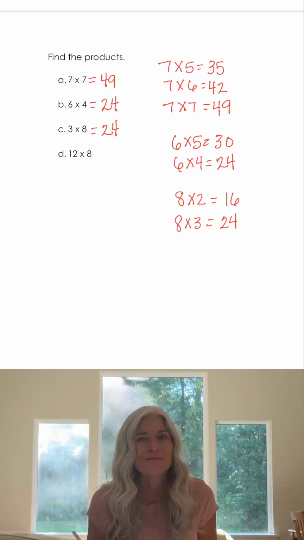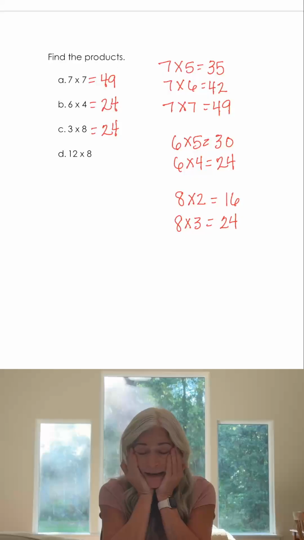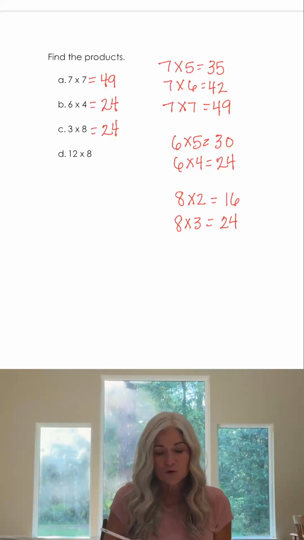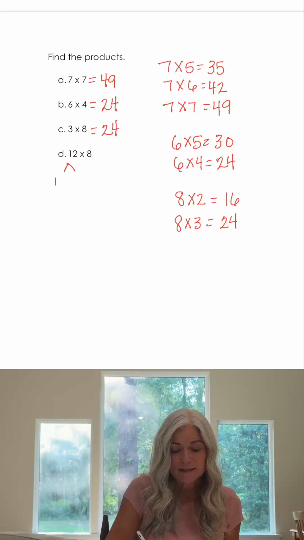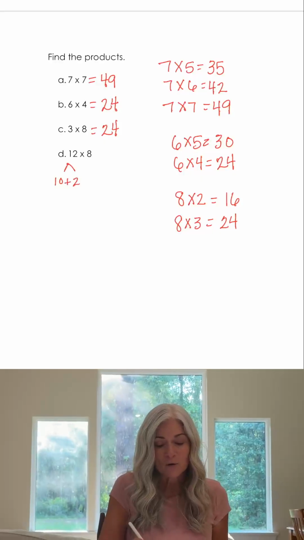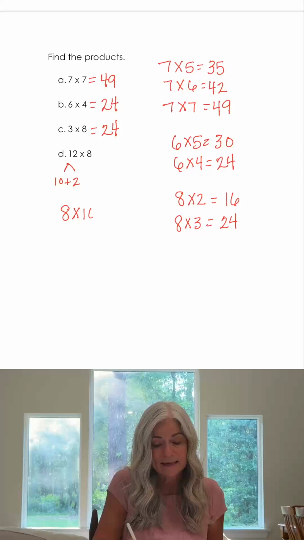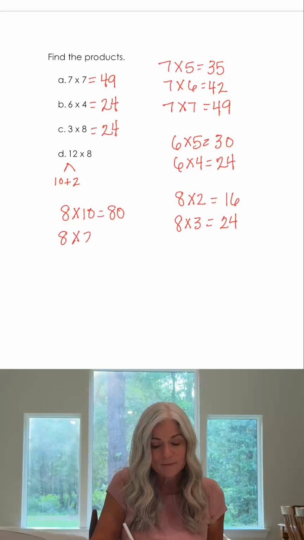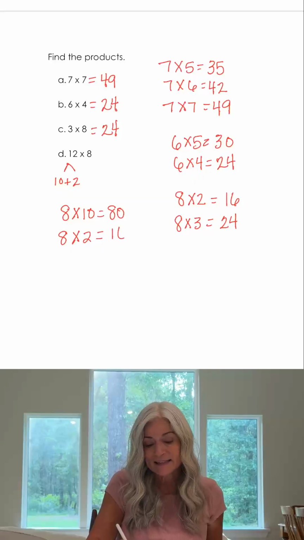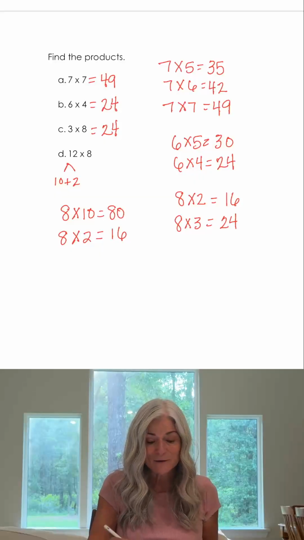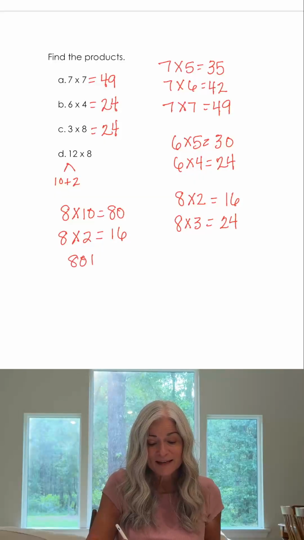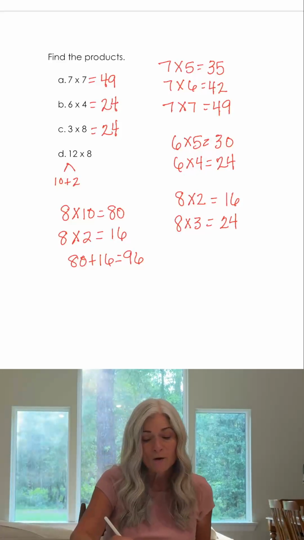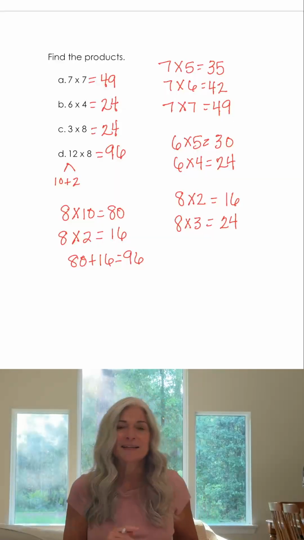Oh, your 12s. You may get to your 12s and go, goodness, I don't remember my 12s. Well, we can decompose 12 into 10 plus 2. So we could do 8 times 10. That gives us 80. And then we could do 8 times 2. That gives us 16. So then we could add those together. 80 plus 16 is 96. So 12 times 8 is 96.